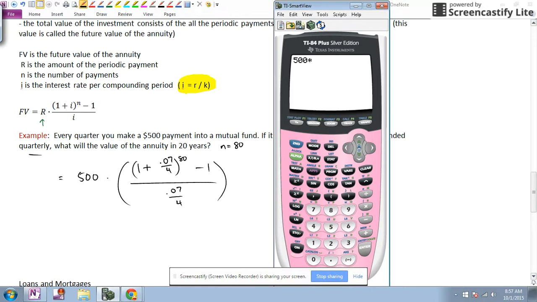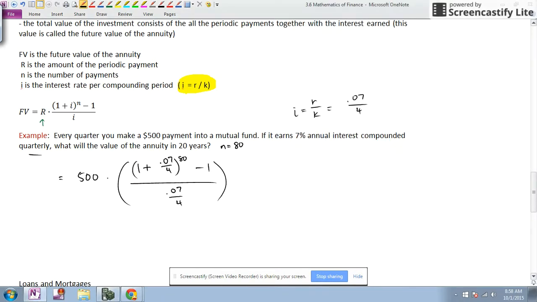So 500 times, I'm going to go fraction button to save myself a headache of too many parentheses. 1 plus 0.07 over 4 to the 80th. Get down from there, minus 1 all over 0.07 over 4. And now this is me investing $500 a month for 20 years, right? That's a lot of money already, but them giving me interest each time along the way. How much would I have? Ends up to be $85,896.91.